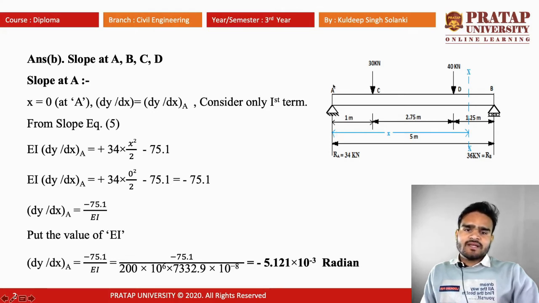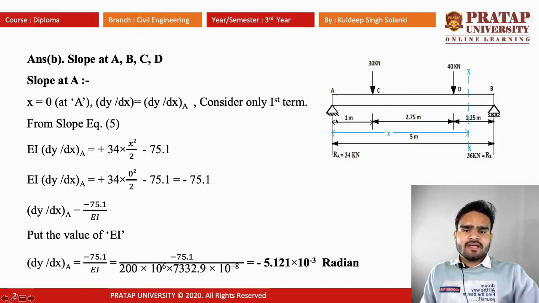Now we start with the slope at A. This is the Macaulay method. In the Macaulay method we have three moment terms: the first term due to the reaction, the second term due to the 30 kilonewton force, and the third due to the 40 kilonewton force. For the slope at A, we put the value of x equal to 0, because we are measuring x from A. So x is equal to 0, and dy/dx is the slope at A.